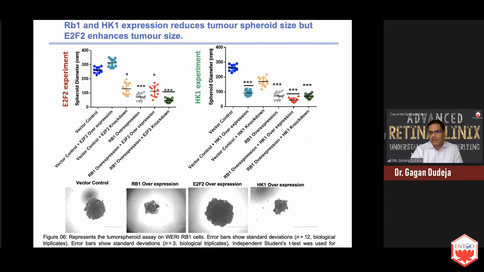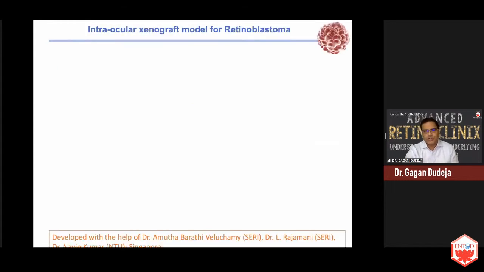So we again developed a tumor spheroid model, where we use the Y79 cell line to develop a tumor spheroid, which mimics our retinoblastoma tumor. And here, if you see, with RB1 overexpression, the tumor spheroid shrinks in size. With E2F2 overexpression, the tumor size is increasing, and HK1 overexpression again reduces the tumor size. So this is an in vitro model.